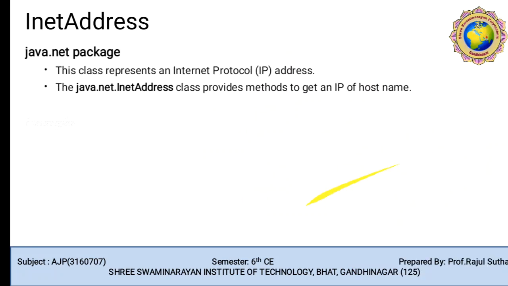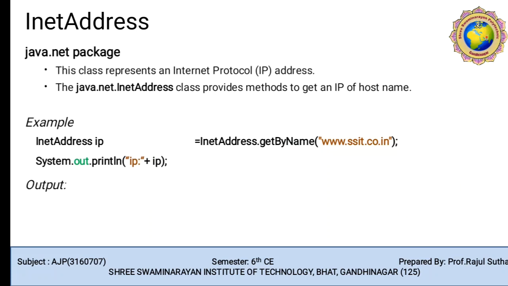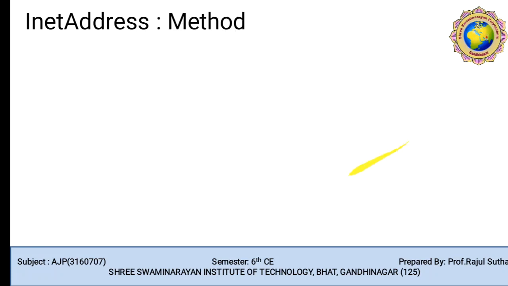Then let me discuss an example of InetAddress. IP is equal to InetAddress dot getByName. If we are using a URL instead of an IP address, here the URL is given as www.ssit.co.in, and if we want to print, the System.out.println command is used, and in double quotes IP plus IP address, which represents the IP address of SSIT. So the IP of ssit.co.in is here.